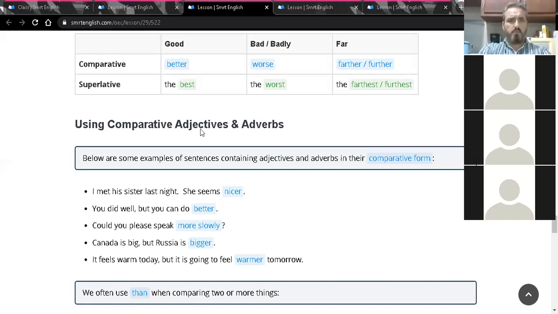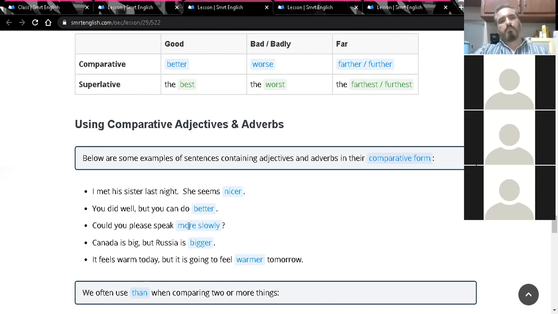Next sentence. Francisco, can you read it, please? Sorry, can you hear me? Yes. Okay. You did well, but you can do better. Okay, so this is an adverb. Well is the adverb of good. Good is the adjective, so the adverb of good is well. So I'm saying that you did well, but you can do it better. What does it mean? That you can do it even better than well, which is more, right? I mean, one try, well, another try, better, which means mejor, right? And again, I don't need to use than because I already know that you're comparing it to the last try.